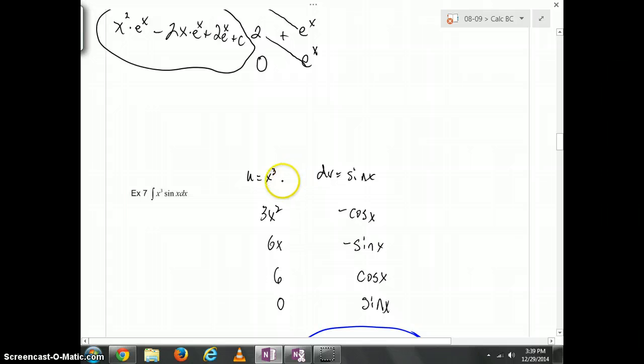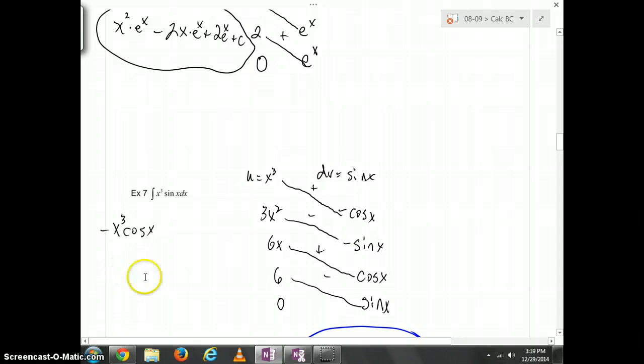Now, let's draw in our diagonals. Make this a plus. Next one would be minus, plus, finally, minus. Write it out. We'll have x cubed times negative cosine of x. We can just bring that negative out in front. Then a minus and a minus is actually going to make a plus in this next one. We'd have plus 3x squared sine of x.